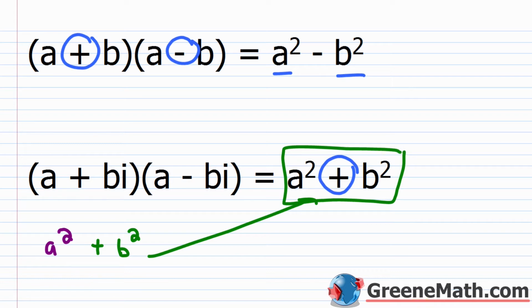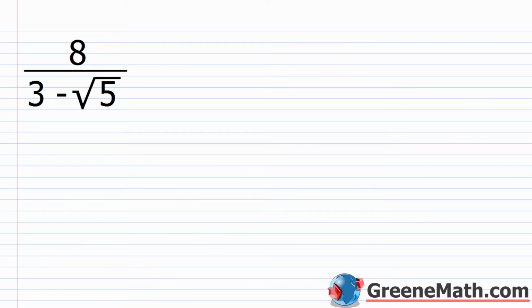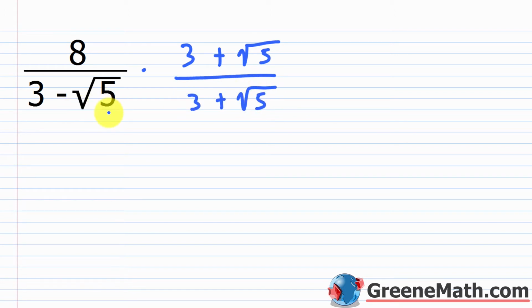So let's look at an example we already know how to deal with. If we saw something like 8 over 3 minus the square root of 5, we should know at this point that if we have a binomial denominator here, we can multiply the numerator and denominator by the conjugate of the denominator. So I would just multiply by 3 plus the square root of 5 over 3 plus the square root of 5, right? This is going to clear my radical from the denominator.